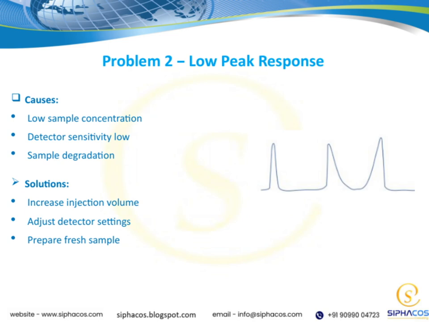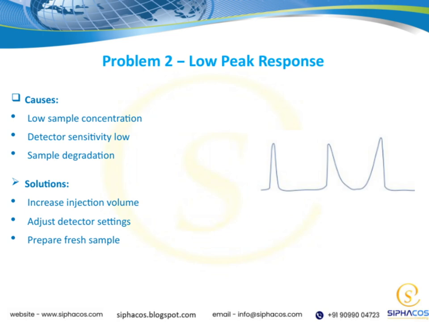First, low sample concentration is often a culprit, meaning there simply isn't enough of the analyte in the sample to produce a strong signal. Second, detector sensitivity might be set too low, which can prevent us from detecting the full response. And third, sample degradation can occur, where the sample breaks down before analysis, leading to weaker peaks.